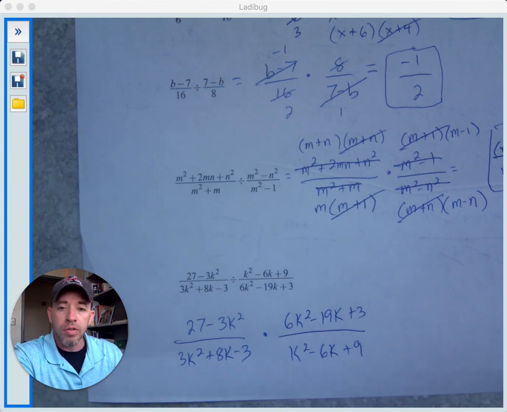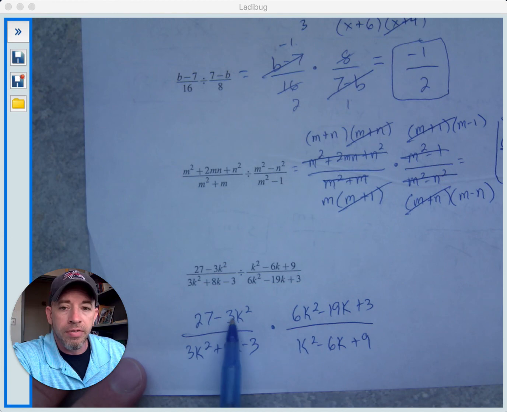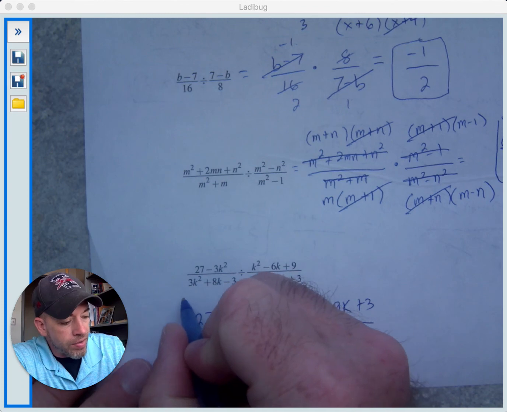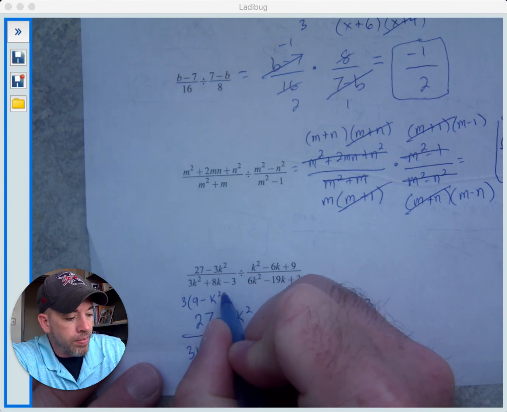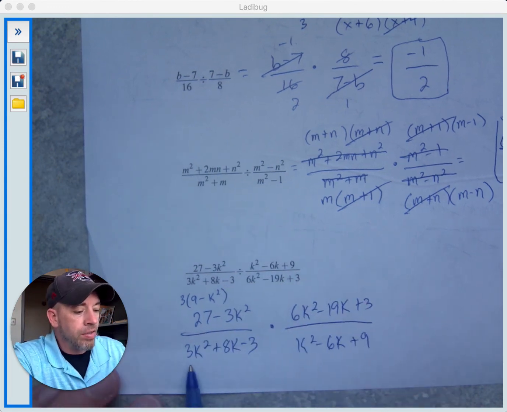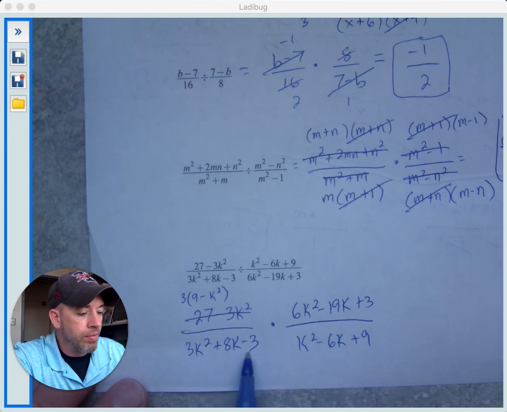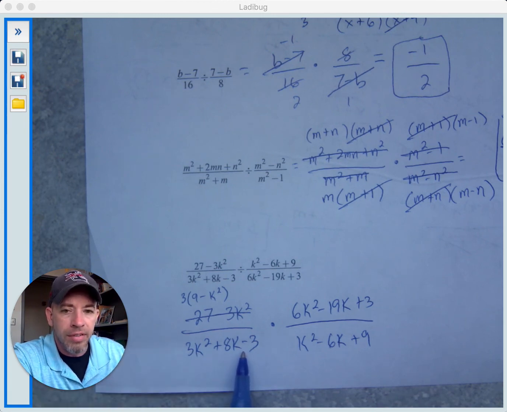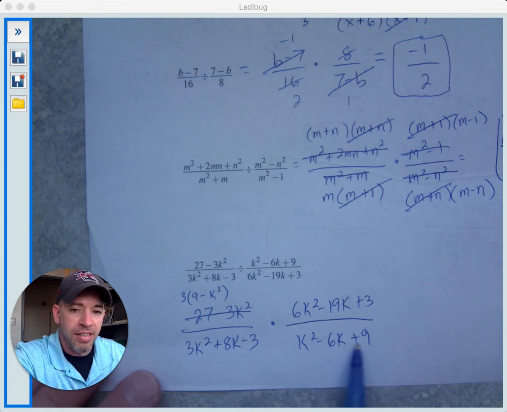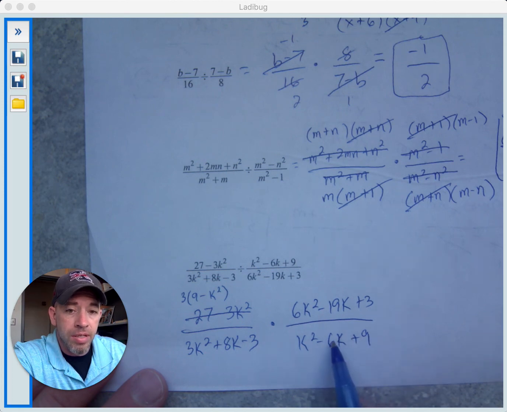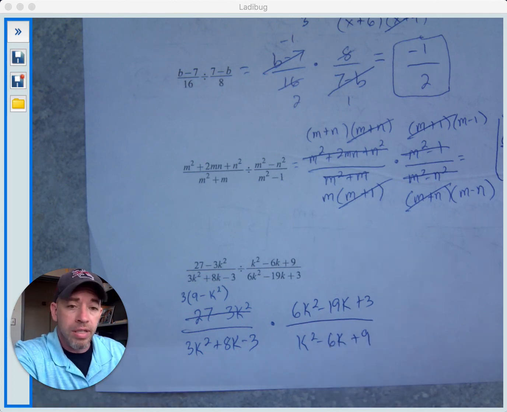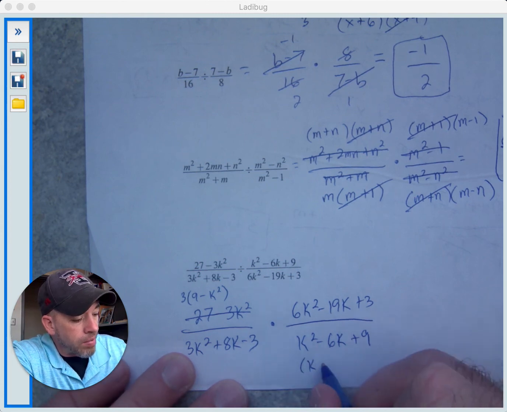Alright, so now let's go about our factoring. Let's see, we can factor 3 out of this guy, right? Yeah. So let's factor 3 out. That gives us 9 minus k squared. Let's factor this guy. Well, maybe I'll leave that one. That one looks a little ugly to factor, doesn't it? But let's factor this one. It looks like the easiest one out of the bunch here. So we need two factors of 9 that add up to negative 6. Probably negative 3 and negative 3, right? So we have k minus 3, k minus 3. I think that will work.